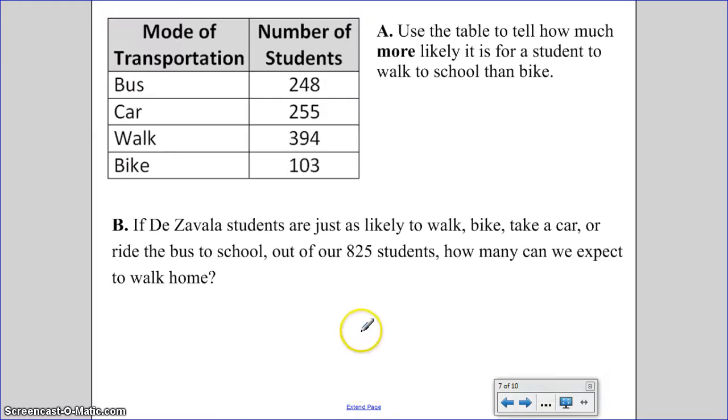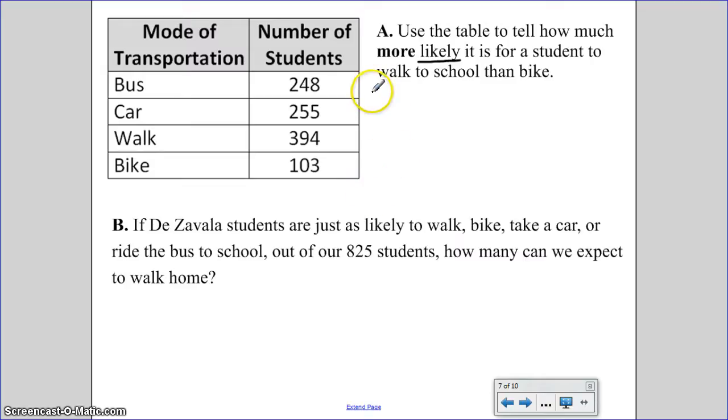Okay, our next example here, we have different modes of transportation and then the number of students that use that mode of transportation. First of all, it says use the table to tell how much more likely it is for a student to walk to school than bike. Okay, well, just looking at this chart, the most students walk. More students walk than any other mode of transportation. So we need to find out how much more likely. So this is more likely, that's talking about probability.